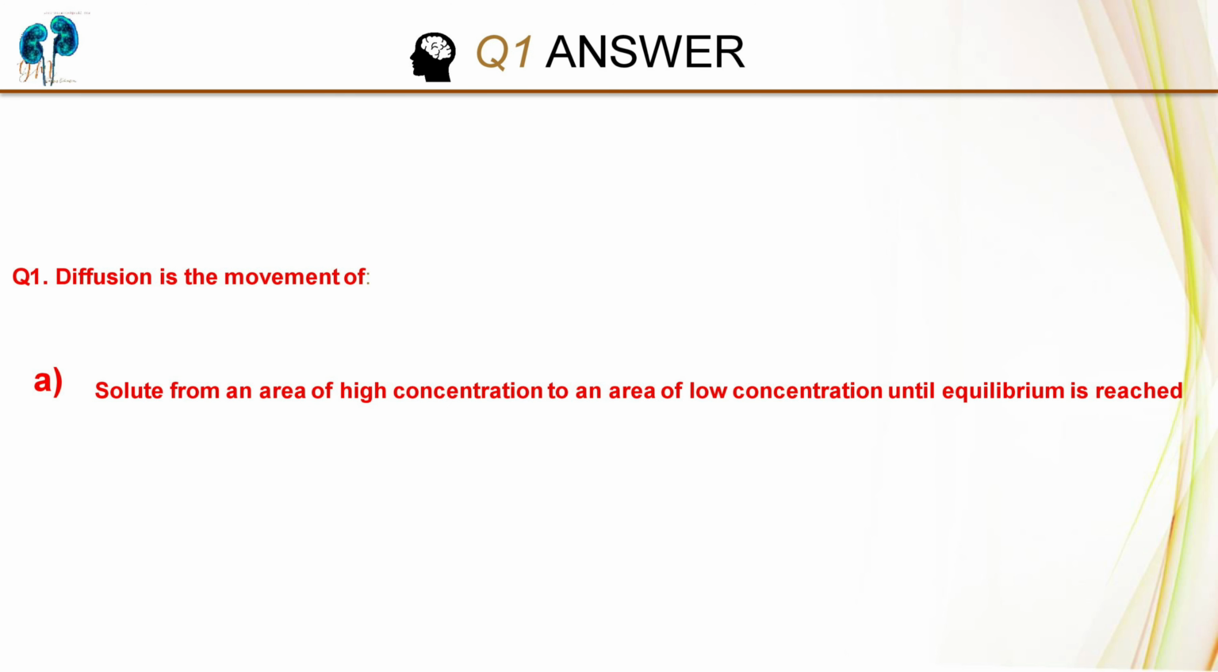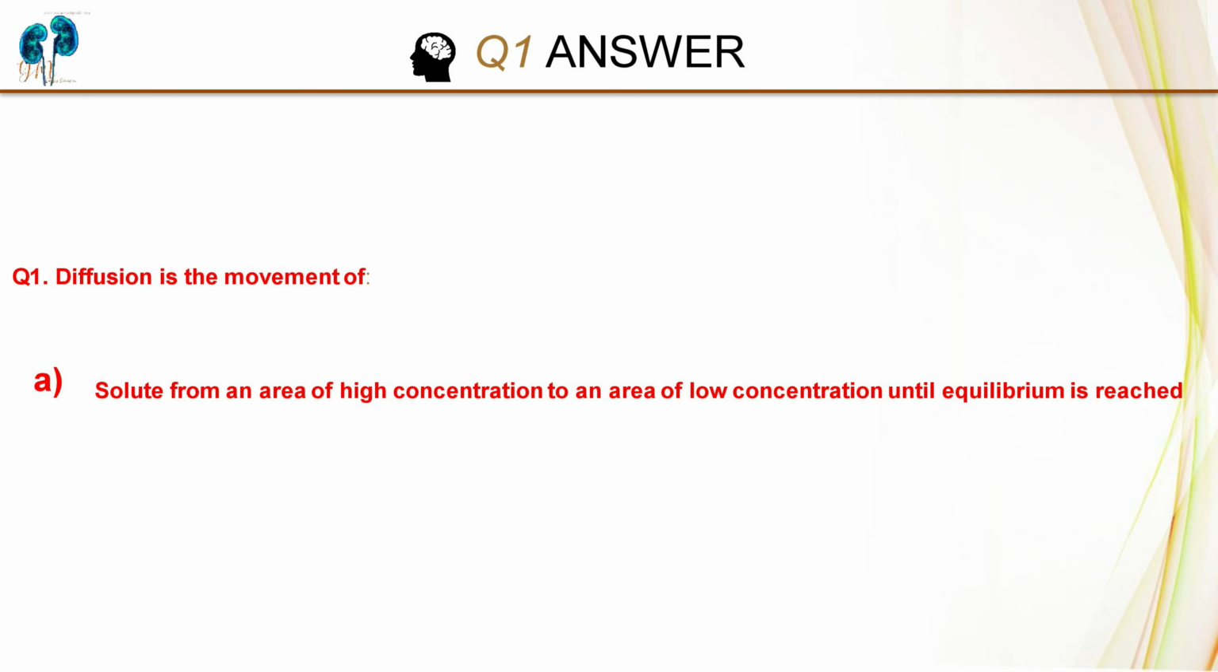So this question is a direct question. We already discussed the definition of diffusion. So the answer is option A. Diffusion is the movement of solute from an area of high concentration to an area of low concentration until equilibrium is reached.